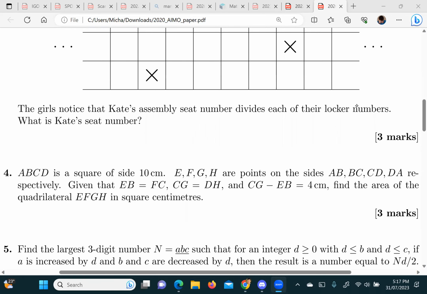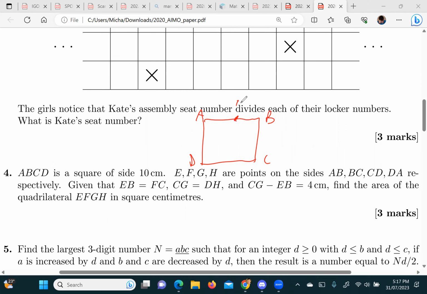Okay, so we're looking at question 4, and I want to show you two ways of solving it. One kind of more normal and one more fake solve, okay? So you have A, B, C, D, and you have E, F, G, H, right?